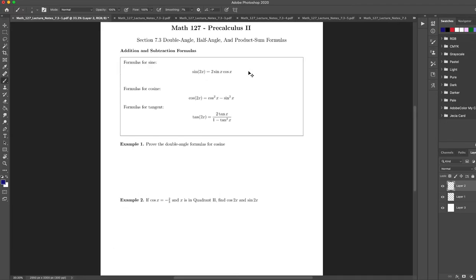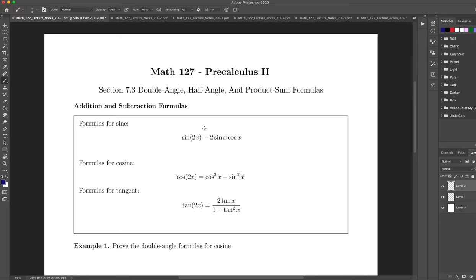Alright, so this is section 7.3, double angles, half angles, and product sum formula. So here's just a bunch more of these trig functions. Sine of 2x equals 2 sine of x cosine x. Cosine of 2x equals 2 cosine x squared minus sine x squared.